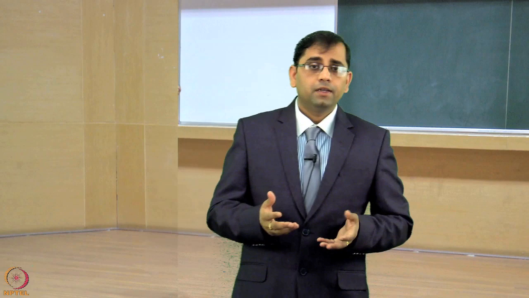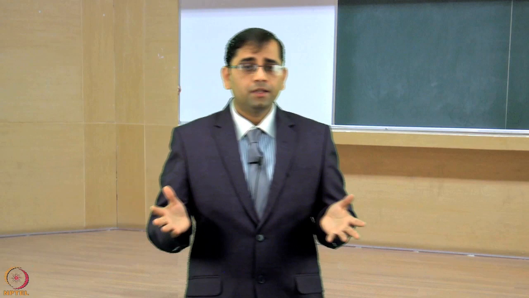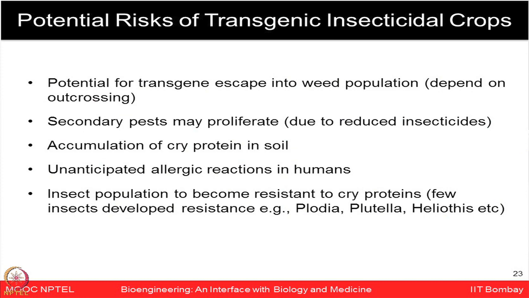One of the potential risks could be that this transgene could escape into the wheat population, depending on the outcrossing from the other crops in the same neighboring regions. The secondary pest may also proliferate, because if you are controlling one type of pest, another type of pest population might increase. The cry proteins might also accumulate in the soil over time. There could be some unanticipated reactions in humans, like allergic reactions. And these insect populations could also become resistant to these cry proteins over time.